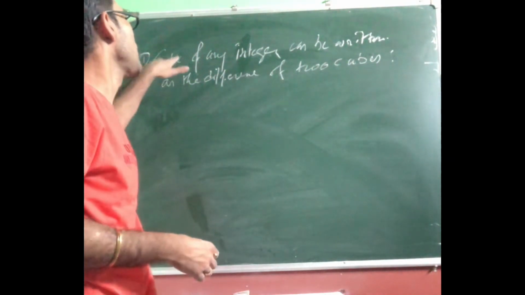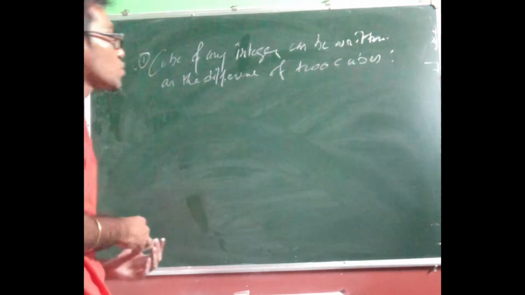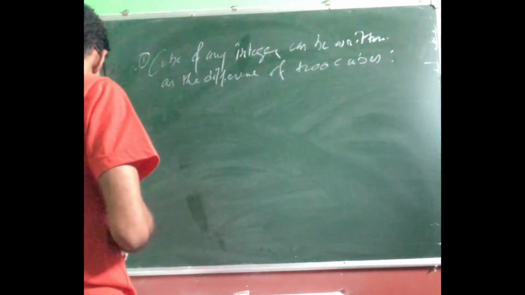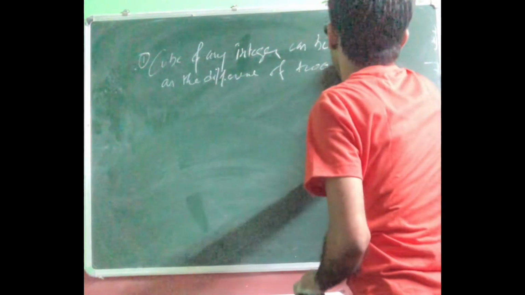What the problem says is, cube of any integer can be written as the difference of two cubes. Sorry, the difference of two squares. It should not be cube, squares. Sorry.